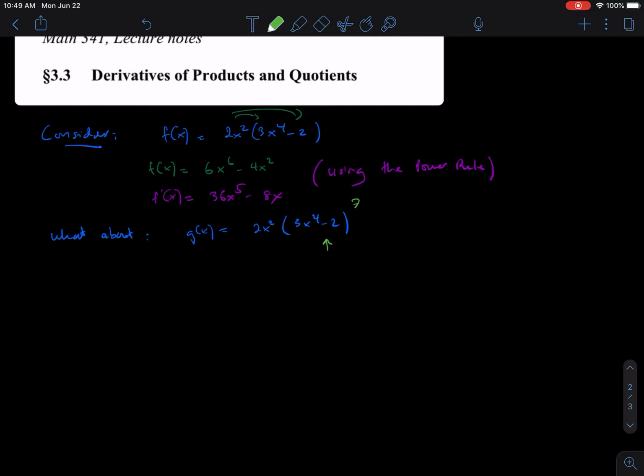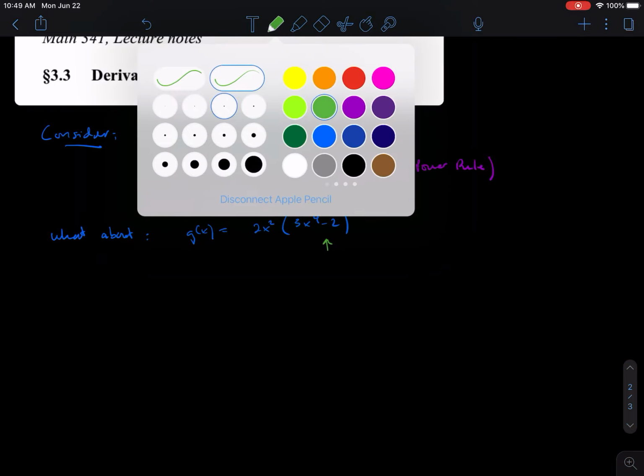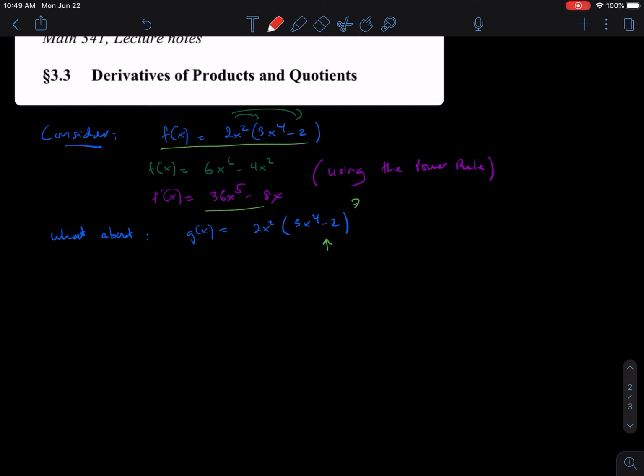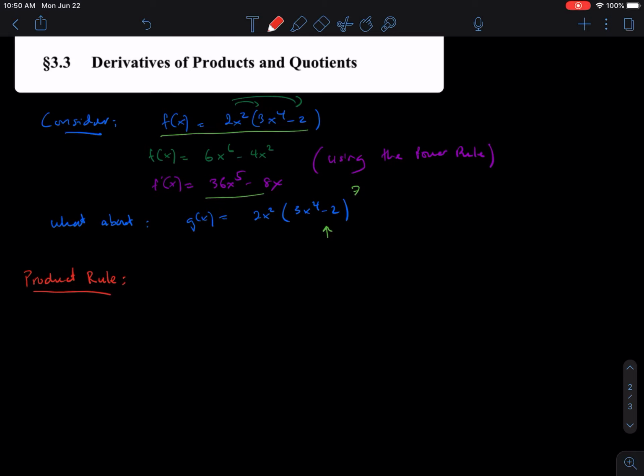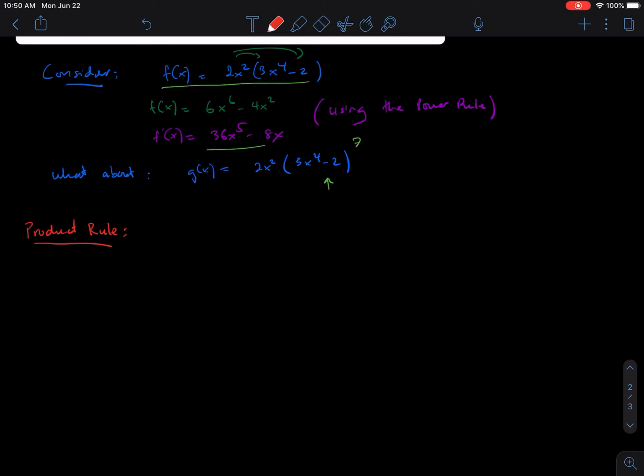Okay, so what I'm going to do is introduce the formula for the derivative of a product, and then we're going to go back and redo this example using that rule, and you can see that we get the same answer as well. Okay, so let's look at this. This is called the product rule, and this is for taking the derivative of a function that is written in the form of a product of two functions.